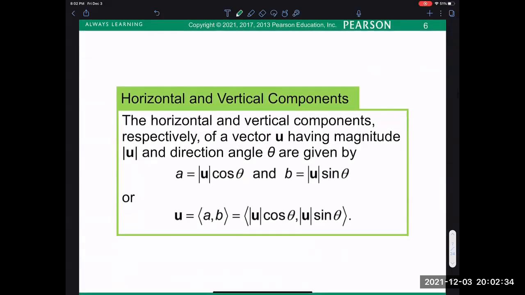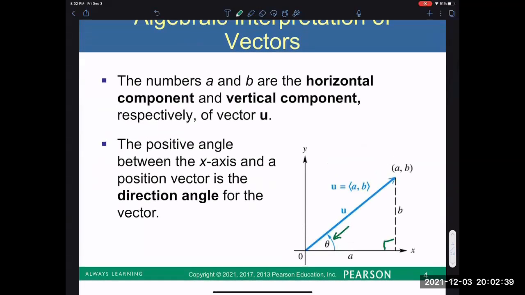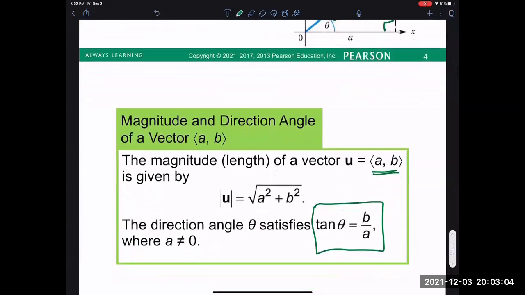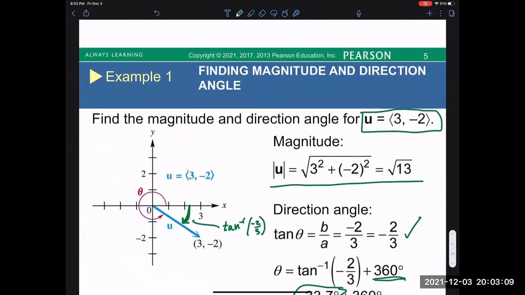Okay, so above we had a recognition that when we place theta into an xy coordinate system and define it as an AB, the A and the B are the horizontal and vertical components correspondingly. And so if we're given a vector in the form of AB, then we know what A and B are, and we can use A and B to find the magnitude and the angle, as we saw in example one.